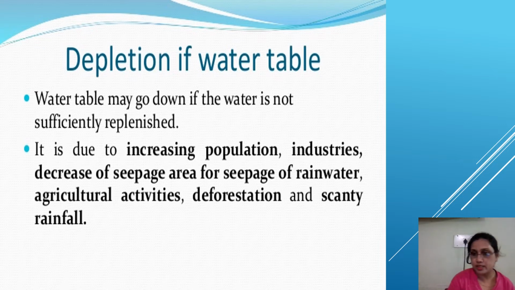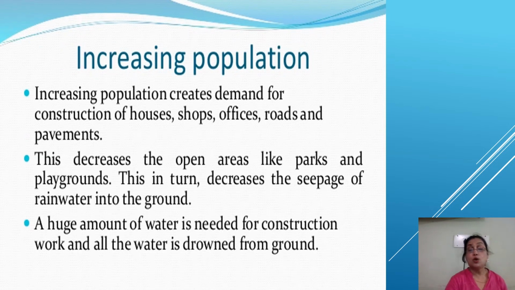Okay. Deforestation and scanty rainfall. If the rainfall is less, there is drought. सूखा पड़ता है. And with deforestation, less forest means less rain. You have just celebrated one Mahotsav, so you know that. Now, increasing population creates demand for the construction of houses, shops, offices, roads, and pavements. All these decrease the seepage, as we have just discussed.